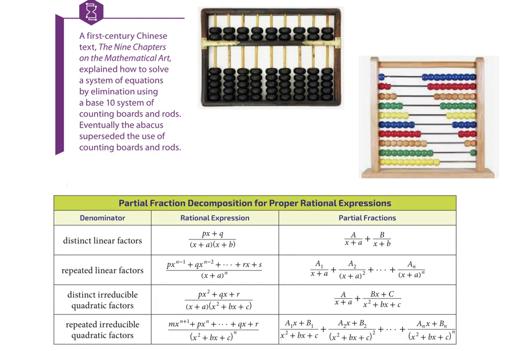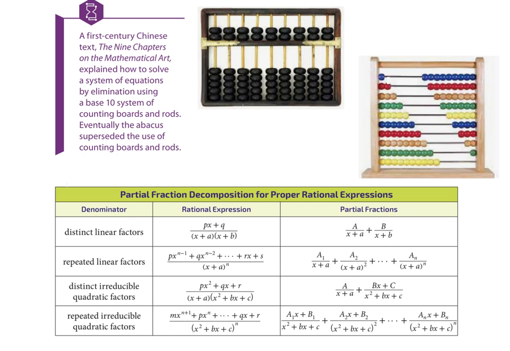If you look at the next page, you will see that they have kind of a breakdown of your decomposition. Distinct linear factors will break down to just your constants. When you start having repeated factors, don't forget that you have to do it for every exponent up to the highest exponent that was used.